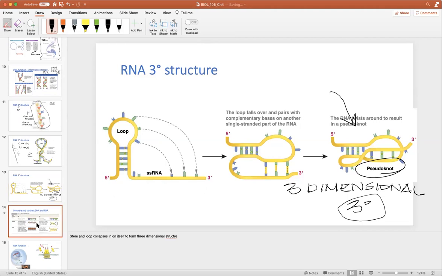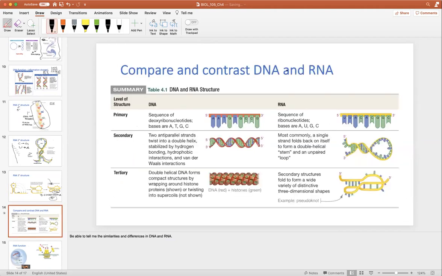Now let's kind of summarize some of the things that I've talked about. I really like this table, this compare and contrast table. And when I really like something, it usually means that you probably should pay attention to it, okay? So let's summarize. The primary structure of DNA is the sequence of deoxyribonucleotides, but I always think of it as the two-stranded version, versus the RNA's primary structure, which is the sequence of ribonucleotides, but it's the single-stranded version, all right?